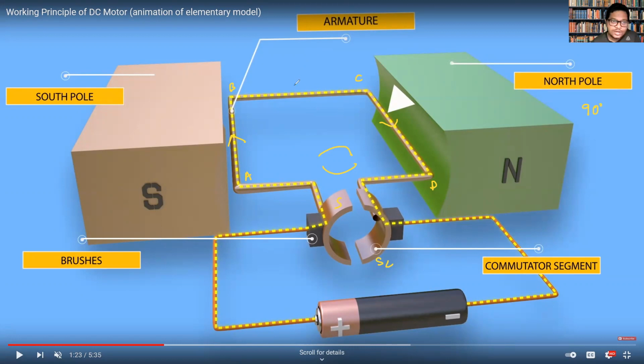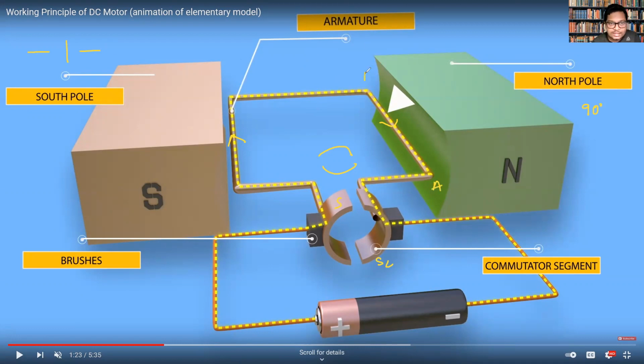Now, because of inertia, the coil, which was horizontal and turned 90 degrees, will turn and fall on the other side. And when this coil falls on the other side, what will be the poles over there?